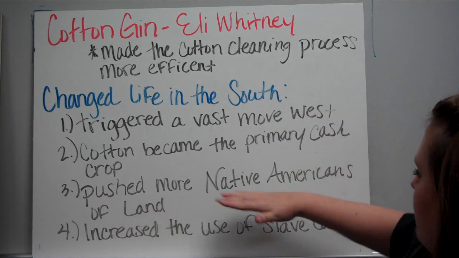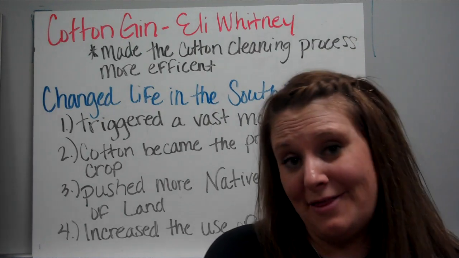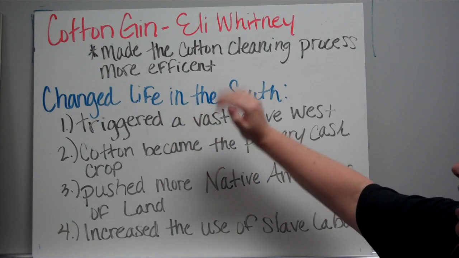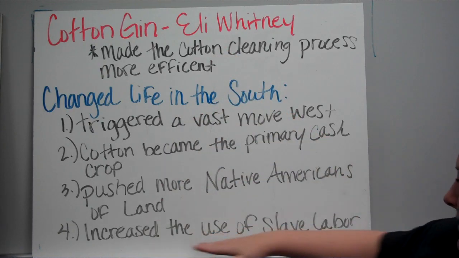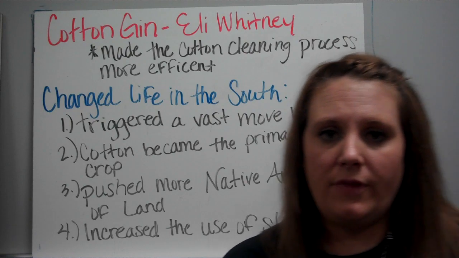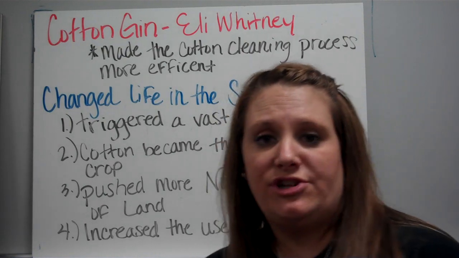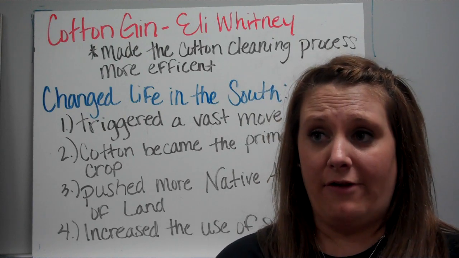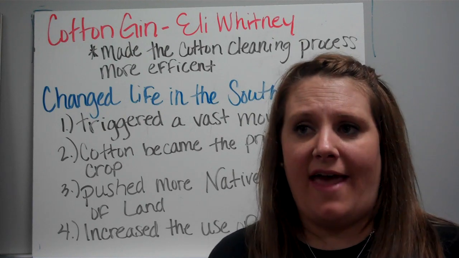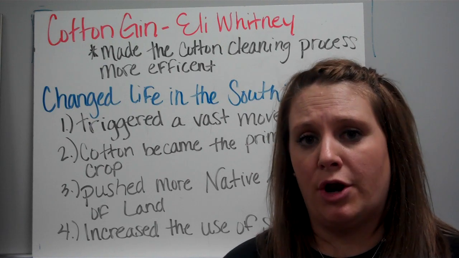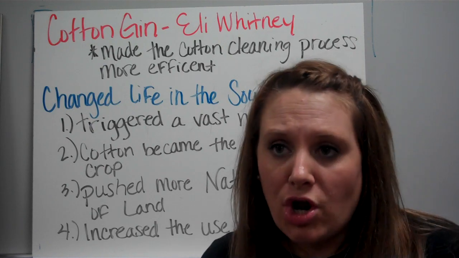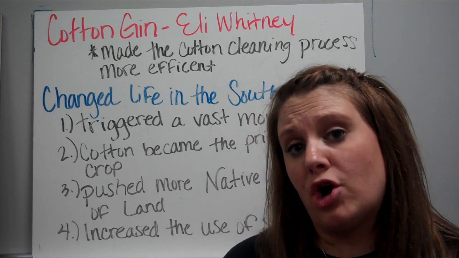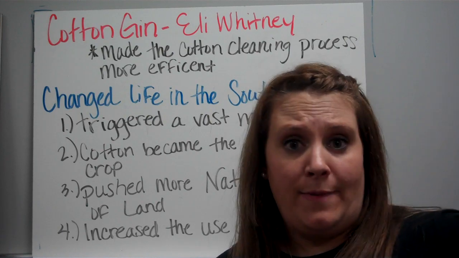It also pushed more Native Americans off the land because we now needed the land to grow cotton. And then the most significant thing that the cotton gin did was it actually increased the use of slave labor. Plantation owners saw how efficient the cotton gin was and saw dollar signs in their heads. They realized, if I have all these slaves, but now the cotton gin can do the work for most of these slaves, I can now plant more cotton, harvest more cotton, send more cotton to the gin, and thus have more cotton to sell to European countries.